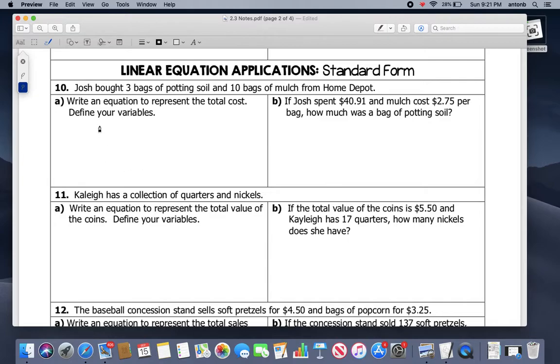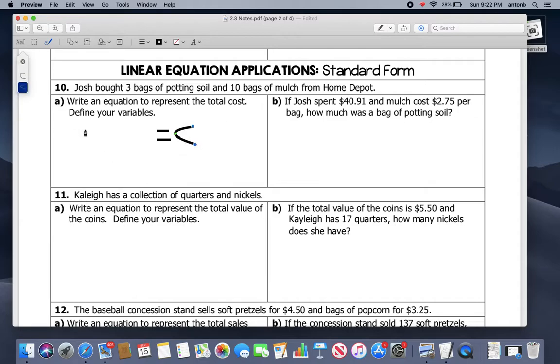So standard form, remember what we want to do is we have two variables and they're equaling a constant, okay? So number 10, Josh bought 3 bags of potting soil, 10 bags of mulch from Home Depot. Write an equation to represent the total cost. All right, so we know in standard form it's AX plus BY equals C. So this is perfect, equals C, cost.